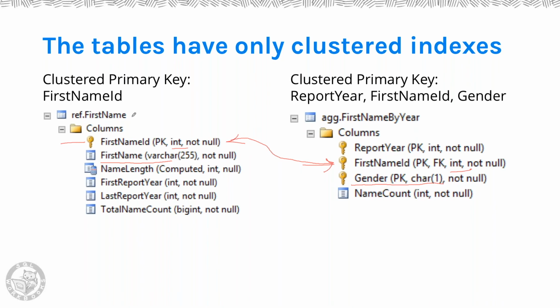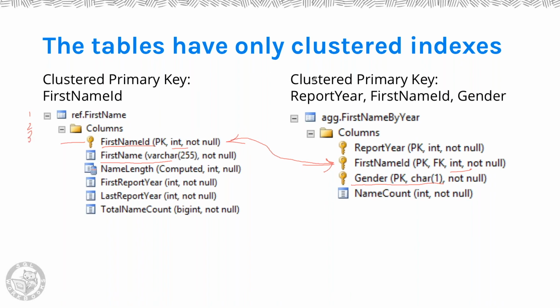The ref.firstname table does have a clustered index. In other words, the data itself in the table is a disk-based row store index ordered by that first name ID column. So everything in ref.firstname is already sorted by first name ID. So first name ID 1, 2, 3. The data itself in the table is ordered by that.